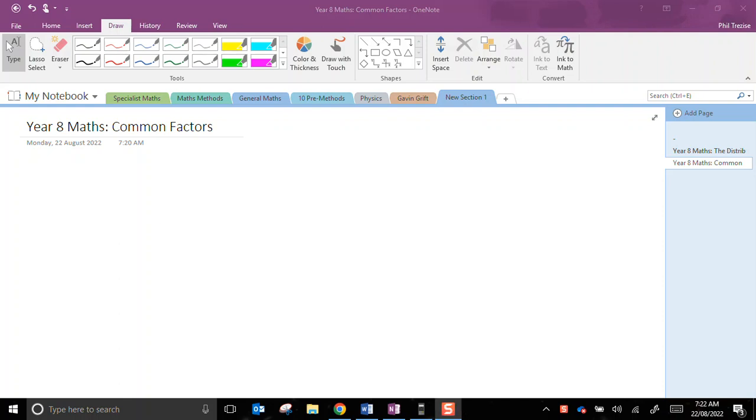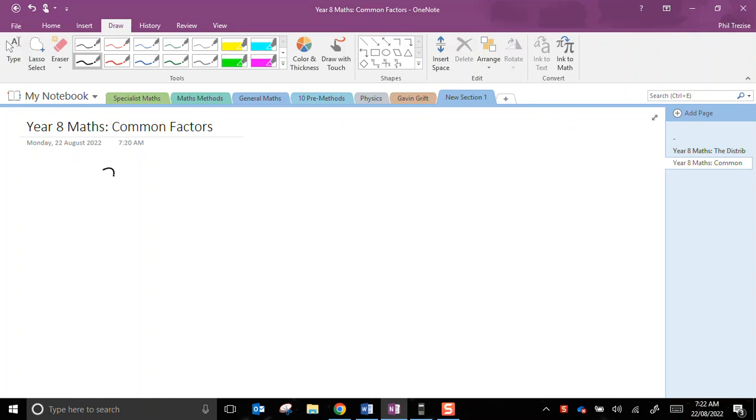Hi everyone. Today we're going to be looking at factorising by the use of common factors. So I suppose the first thing we need to review is what is a factor. A factor is something that will divide nicely into a number.